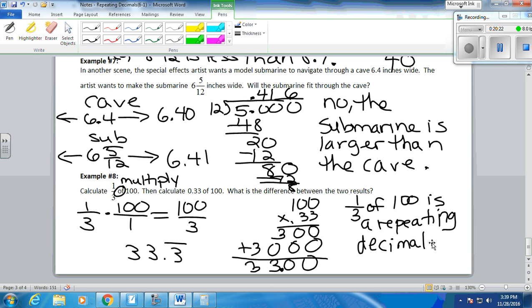So what they're just trying to show you here is that if you take a repeating decimal and you just kind of stop it and round it, your answer won't be entirely accurate. So it's better to leave your answers as fractions and multiply than it is to take a fraction, change it to a repeating decimal, and simplify.